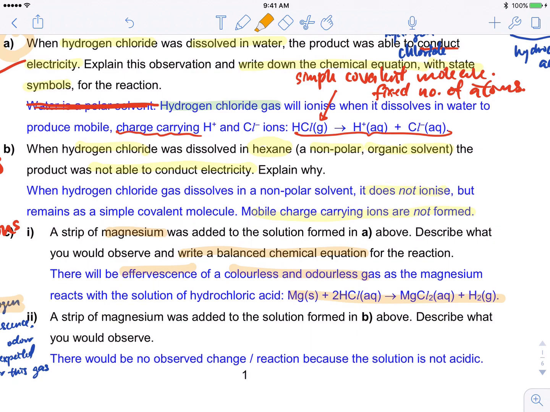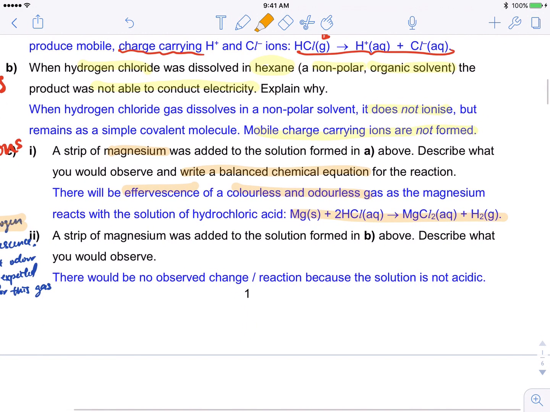In exam, if you write state symbols when the question didn't ask you to, and those state symbols are wrong, what would happen? Because the state symbols are wrong, then your concept is wrong. So even if the question didn't ask for state symbols and you wrote the wrong state symbols, we will deduct marks.